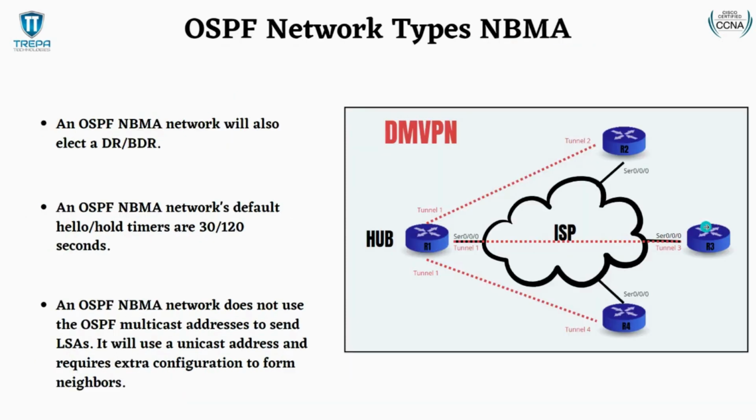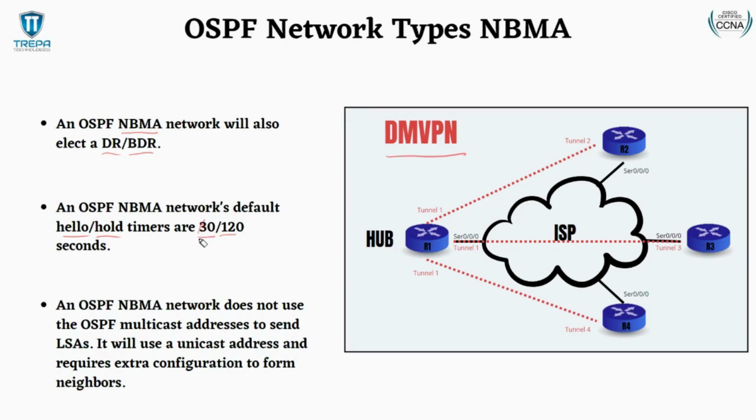So now let's go into the non-broadcast multiple access. And I just put an example up here of a DMVPN because that's what I've seen it before, right? An OSPF NBMA network will also need to elect the DR and BDR. So non-broadcast multiple access network will also elect the DR and BDR. However, the hello and hold timers are different. So they're going to be 30 seconds.